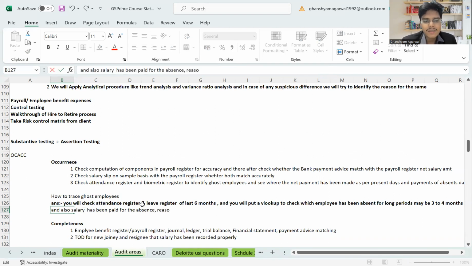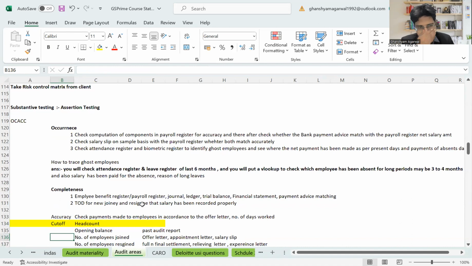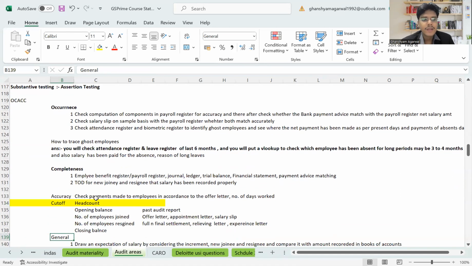You see the reason for long leaves, maybe maternity leave, paternity leave, or something else. So you have to understand the reason. So it can be a case of him. And you see the related parties out here also. Completeness. Accuracy: you will check that payments are made in accordance with the offer letter and number of days worked.